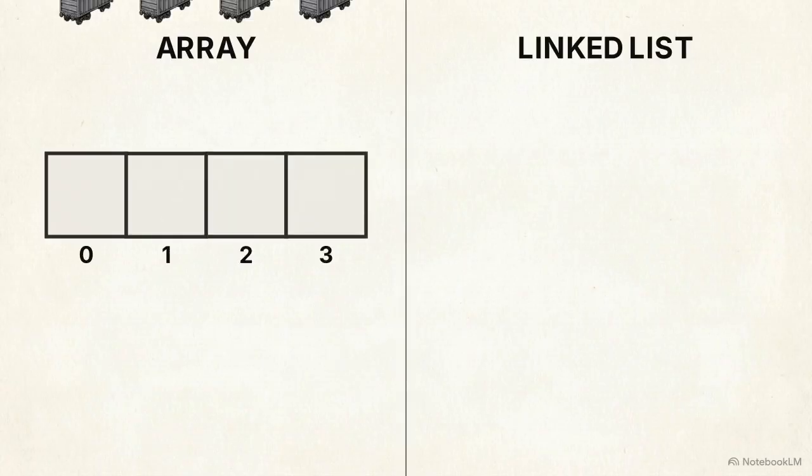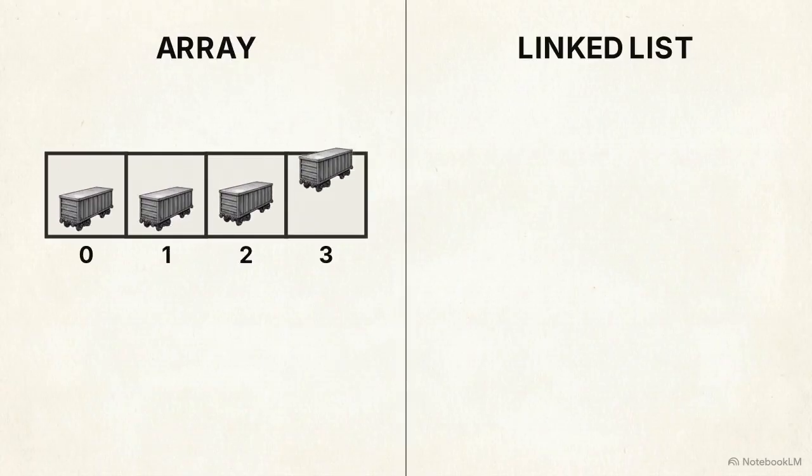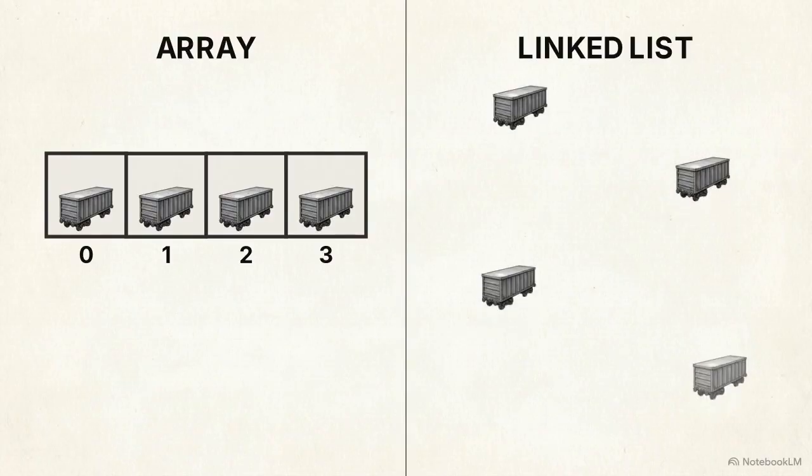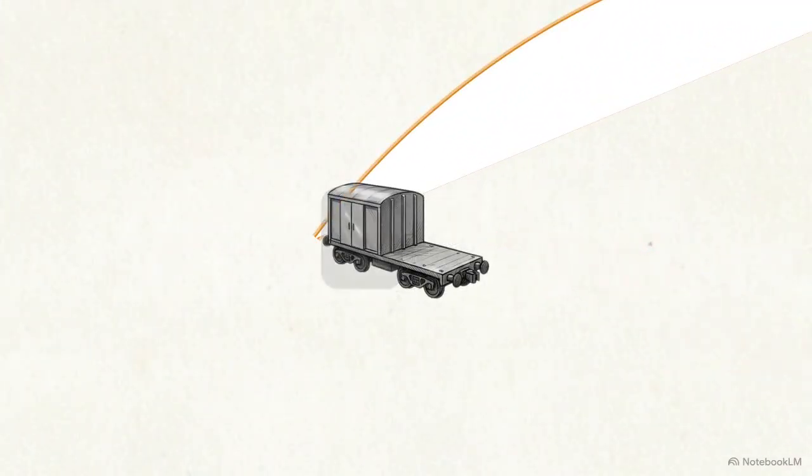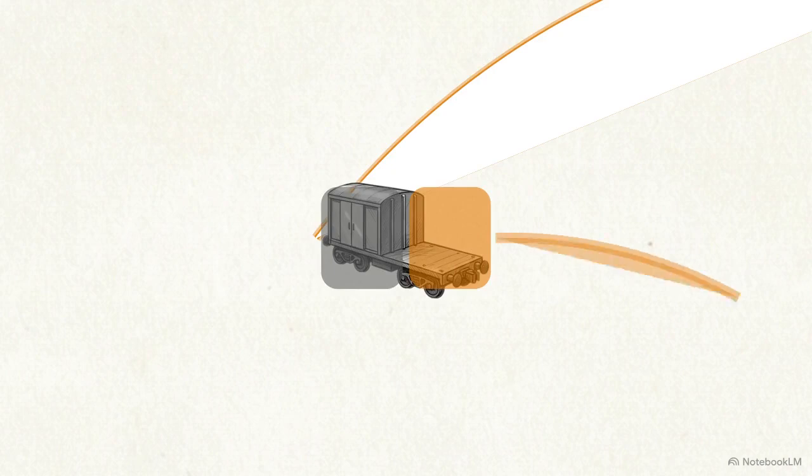On the left is a traditional array. It acts like a rigid, numbered parking garage, where every item has a fixed, predictable slot. On the right, a linked list lets data be scattered, connected by coupling chains. Each car, or node, has two parts: the cargo storing data, and the pointer chain grabbing the next car in sequence.